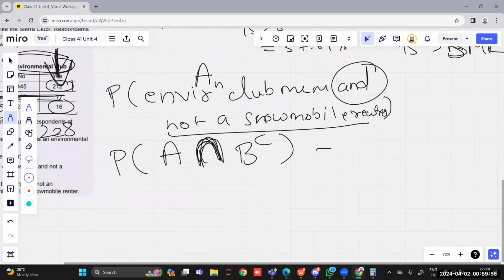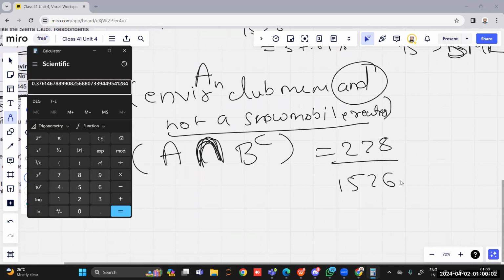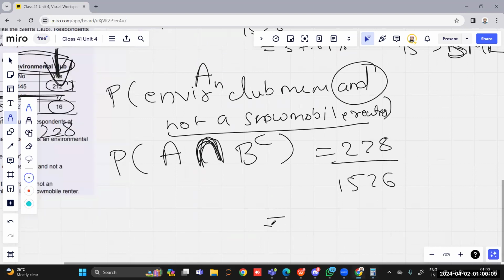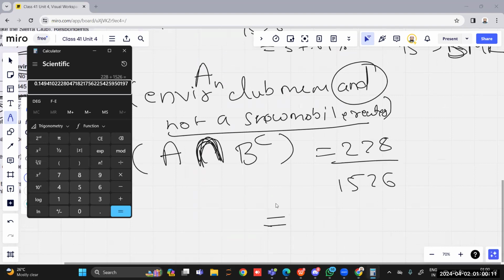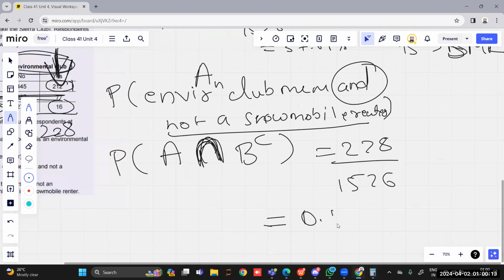So it will be 228 upon 1526. 228 divided by 1526 is around 0.1494, which is around 14.9%. Got that? Yes or no?